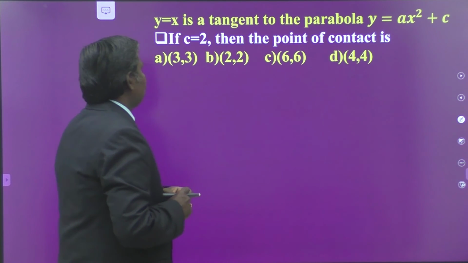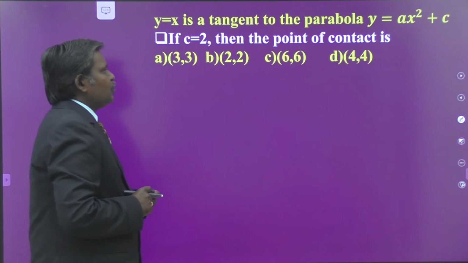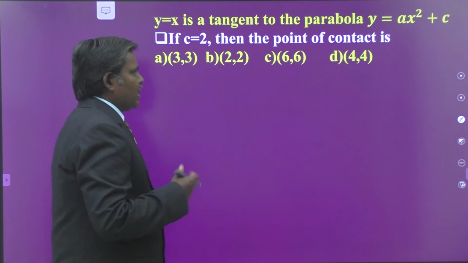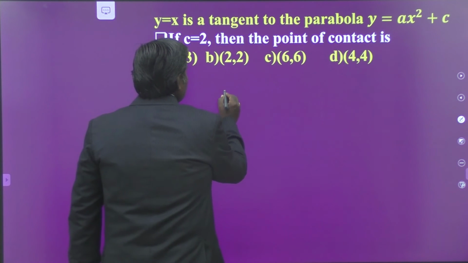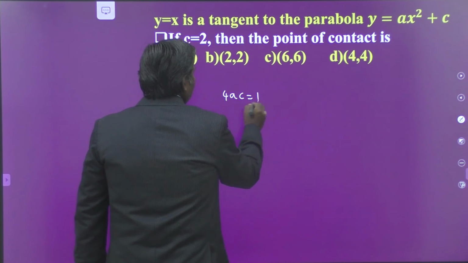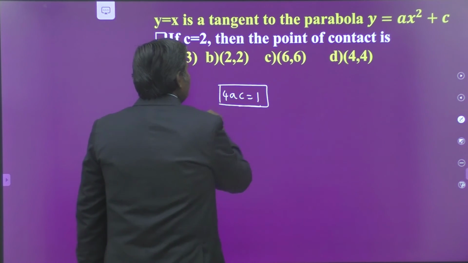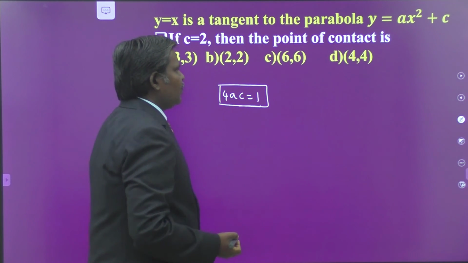This is the third question. The line y equal to x is tangent to the parabola y is equal to ax square plus c. Same paragraph, so we have the relation 4ac is equal to 1. Am I correct or not? This is the relation between a and c, by making b square minus 4ac to 0.